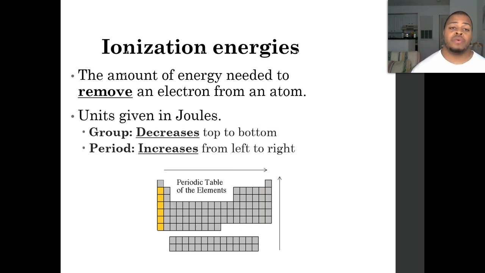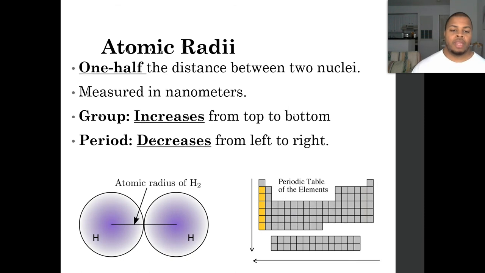Now, the next trend that we're going to talk about is atomic radii. And I gave you this diagram here at the bottom for a very specific reason. When we look at an atom, it doesn't really have hard set boundaries like this diagram shows, but it does have an edge. So what we do to measure atomic radii is we say that it is 1/2 the distance between two nuclei.